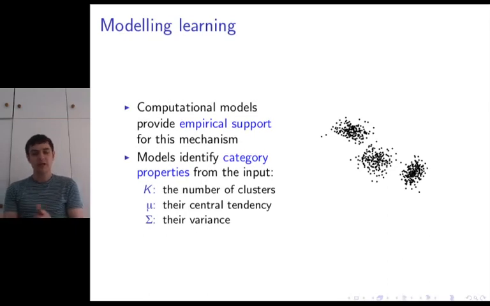So typically, this process of perceptual attunement and the statistical learning mechanisms that are involved in it have been empirically supported by a series of computational models.